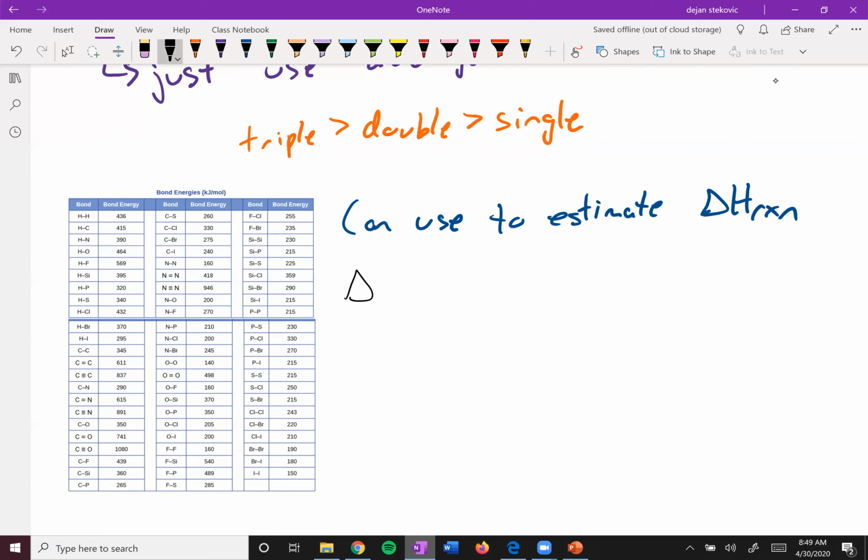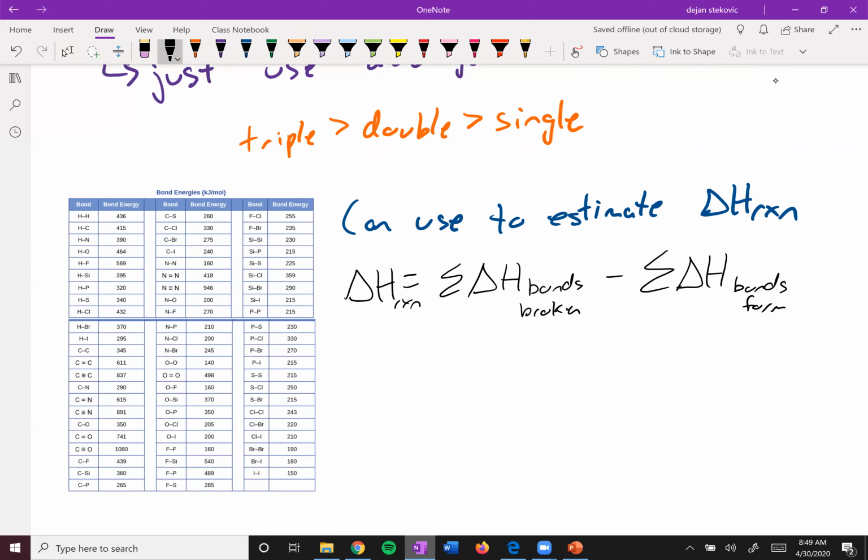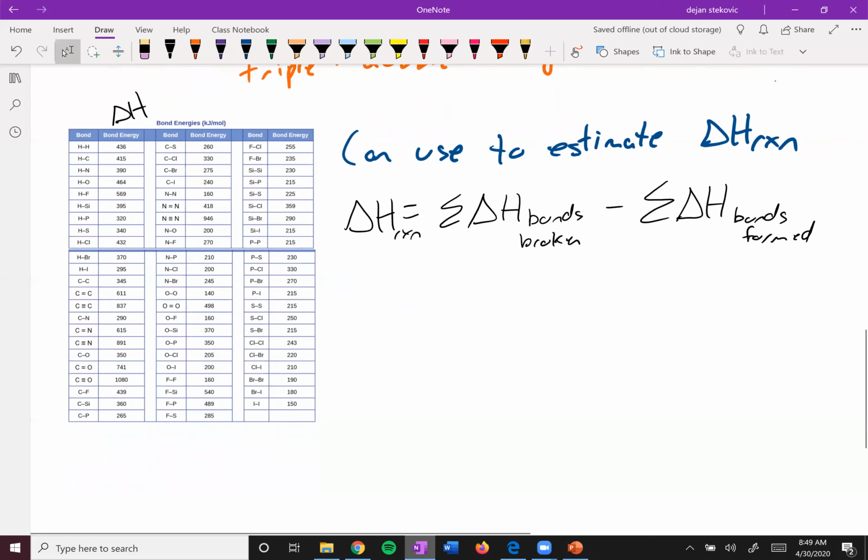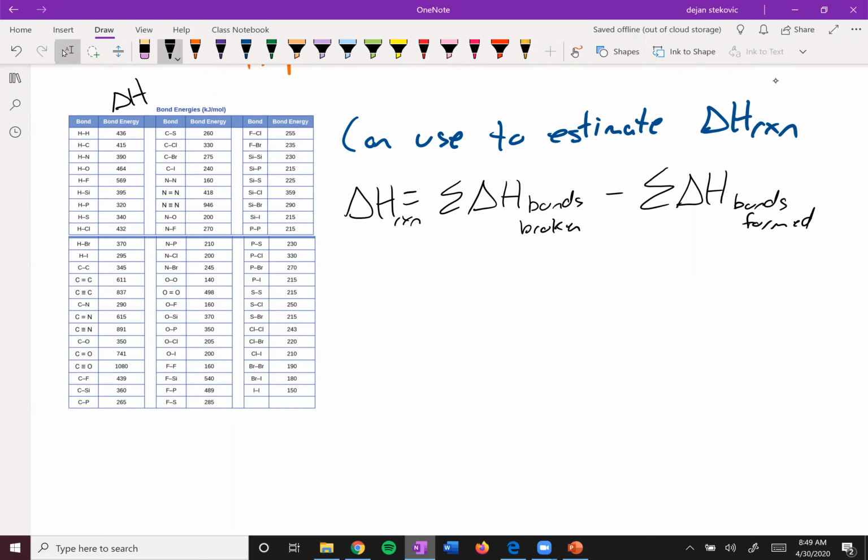And so the equation goes: delta H of this reaction is going to be equal to the sum of the delta H's of the bonds broken minus the sum of the delta H's for your bonds formed. And this table is in the delta H's, right? So you're just going to pull information from this table to get an estimate of the enthalpy of reaction. It's not going to be perfect because there are some assumptions and some differences in real life, but it gives a pretty good estimate. So let's take a look at an example.